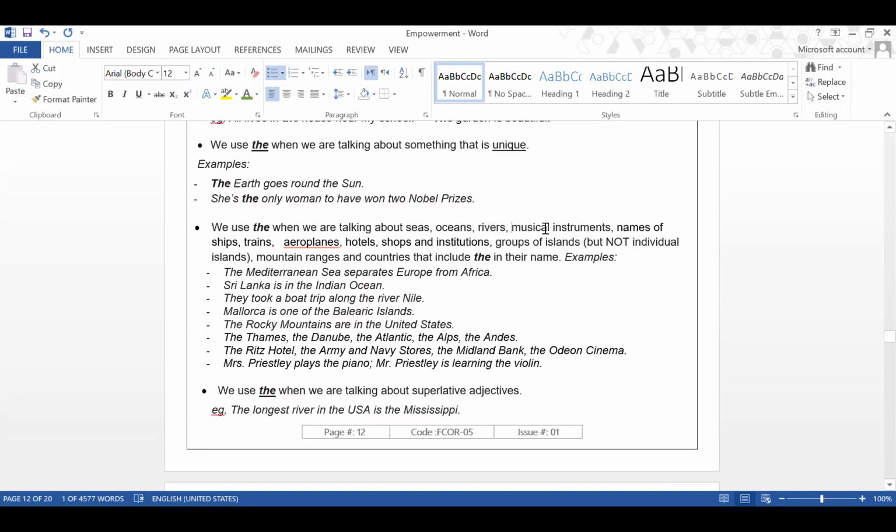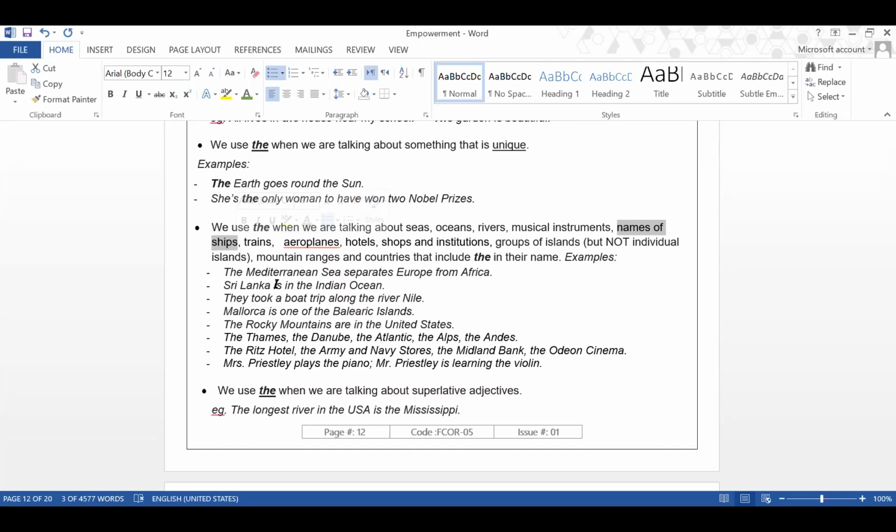Before the names of musical instruments, like I play the piano, I can play the flute. So before these instruments, you must use the article the. Before the names of ships, the name of a ship, you must use the before.